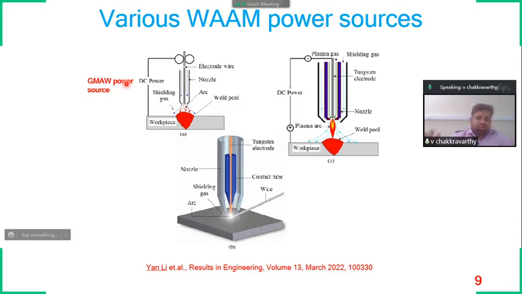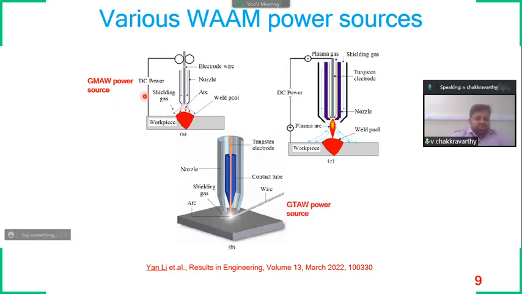GMAW power source is more suitable for depositing a wide range of components, but still the arc stability is relatively poor as compared to plasma arc welding or the GTAW welding process. So that is one of the drawbacks, but still this technique is viable to deposit a component in the range of 2 to 3 kilogram per hour. In 1 hour it can melt and deposit even 3 kilogram of material. So that is the maximum deposition efficiency which they have achieved so far in GMAW based process.